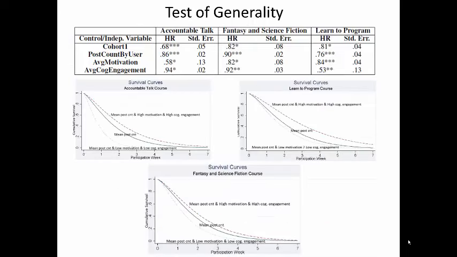It's also important to look at how this might change over different courses. So here you can see we've done the same analysis in three different MOOCs. One is that teacher professional development one I just mentioned, but there's also the fantasy and science fiction literature course, and also a learning to program Python programming course. And here you can see that across these three courses, we see a similar pattern: high motivation and cognitive engagement is associated with less dropout, and low is associated with more dropout. But if you look at the hazard ratios, the ranking between these two measures is different in terms of the strength of the effect, depending upon the course.